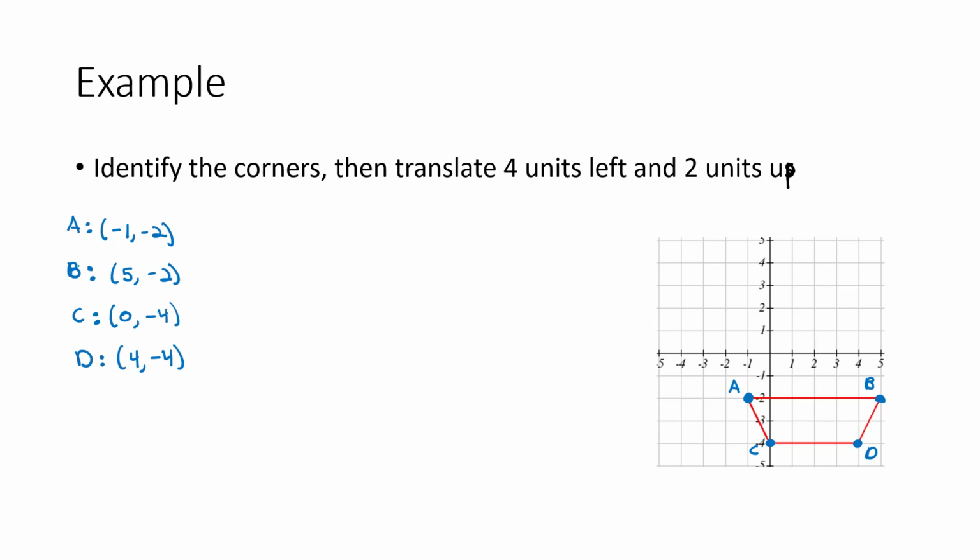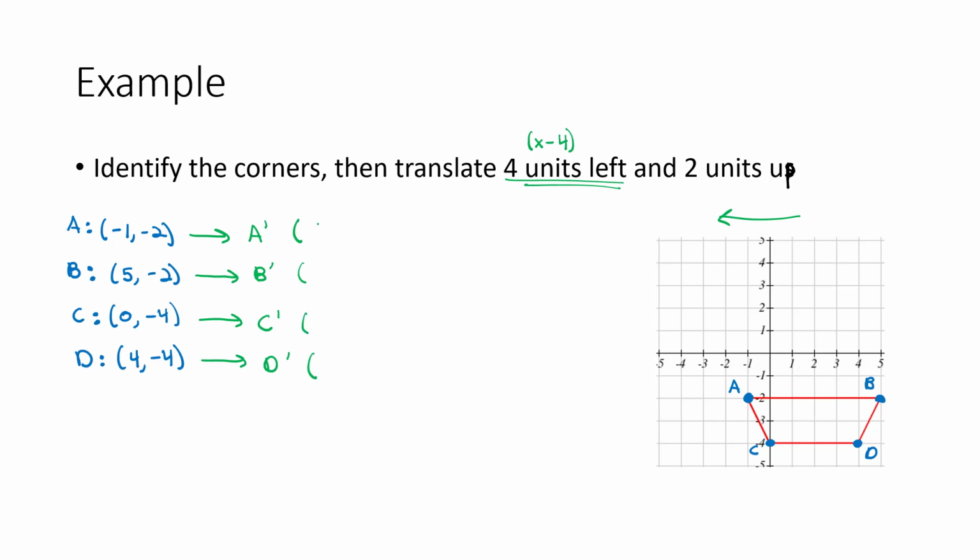Now that's the preimage. The image is going to give us a new A, and the new A we designate with an apostrophe, and we read that prime. So A prime is the new A, B prime is the new B, and C prime and D prime are going to be at new points. First, we're going to move 4 units to the left. That is going to take the x-coordinate and subtract 4, because moving left goes the opposite direction of the number line. So for all of our x-coordinates, we're going to subtract 4.